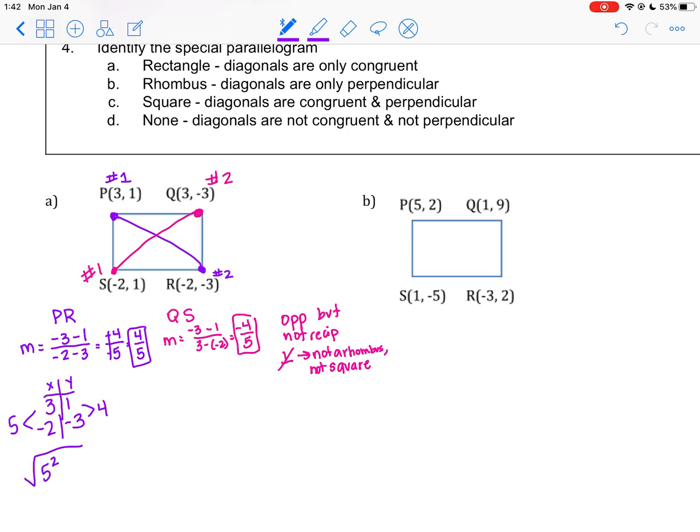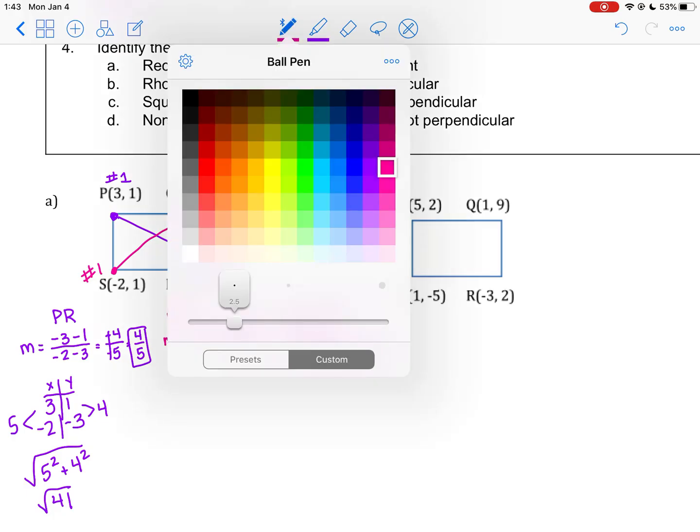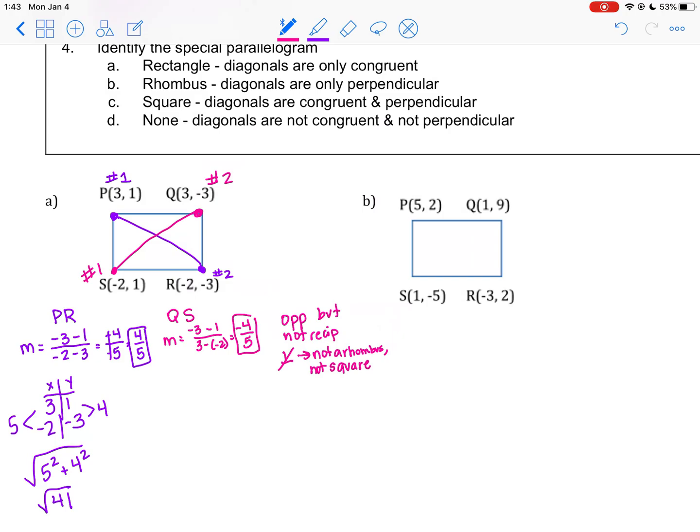So the length of this is going to be the square root of 5 squared plus 4 squared, which will be 25 plus 16. That'll give me the square root of 41. I don't have to put it into a calculator and reduce it. I just want to see if this other one gives me the square root of 41 as well.